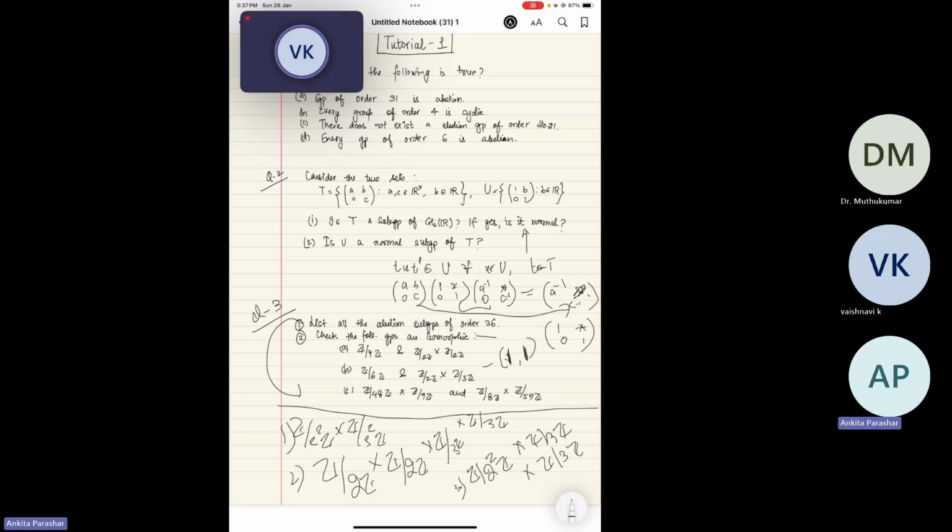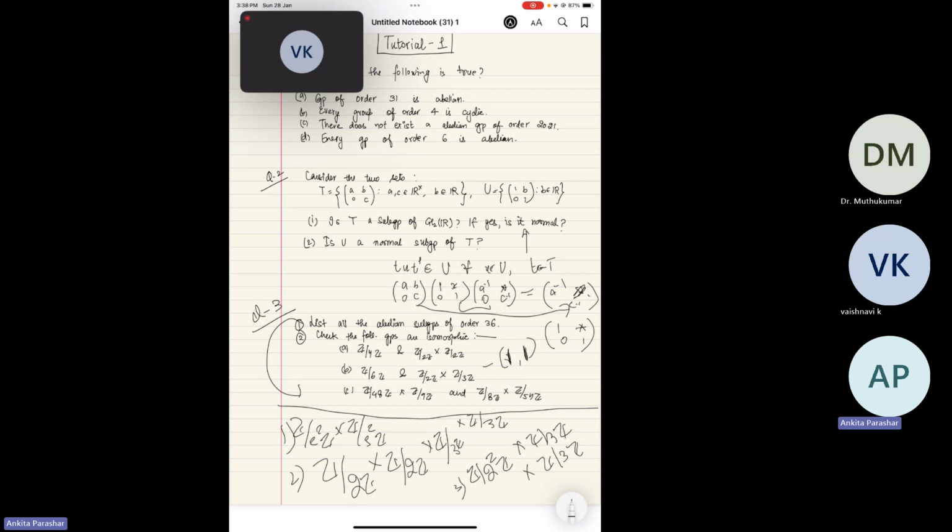You can recall that if you have Z mod nZ where n is a product of two distinct primes, as in this case, then that will be a cyclic group. So Z mod 2Z cross Z mod 3Z is a cyclic group of order 6, and the generator is (1, 1). You can get all elements of this group from it. Therefore, part B is true. So part A is false, part B is true.